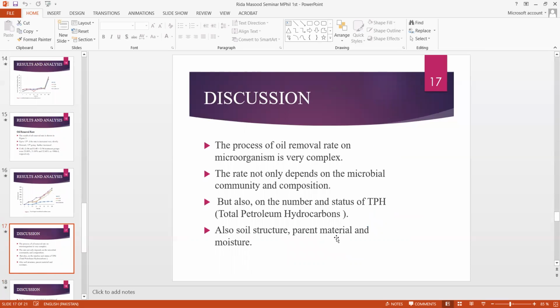Now the discussion. The process of oil removal is very complex because of the presence of microorganisms. So its rate not only depends on the microbial community, but also on its composition, the number, and the availability of total petroleum hydrocarbon. Besides this, it also depends on the structure of the soil, parent material, and the moisture.